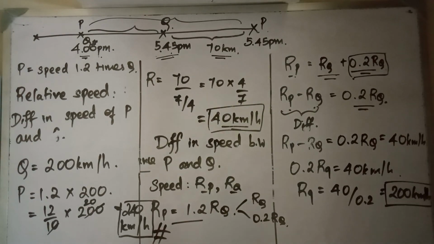So you can see in this problem we have dealt with relative speed. We don't know the individual speeds because there's no info given about that in the problem. So we've taken the difference between the speed of both of them and we've found out the answer.